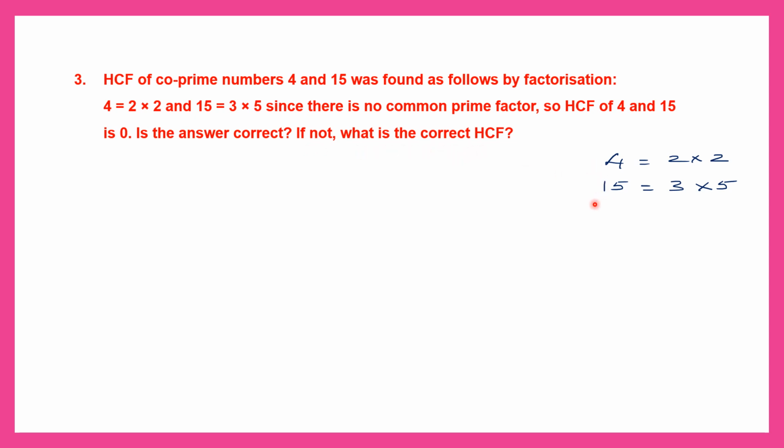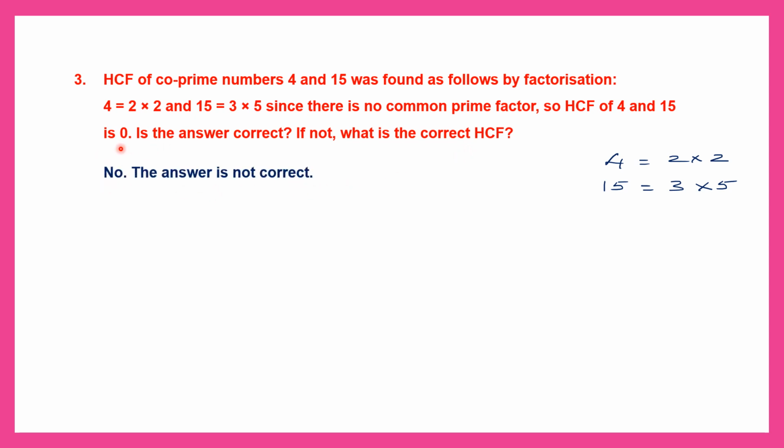Now, two co-prime numbers means numbers that have only one as a common factor. So co-prime numbers always will have their HCF as 1. It will never be 0. So if there is no common prime factor, the HCF will not be 0. The HCF will be 1. Let's write that down. So no, the answer is not correct.